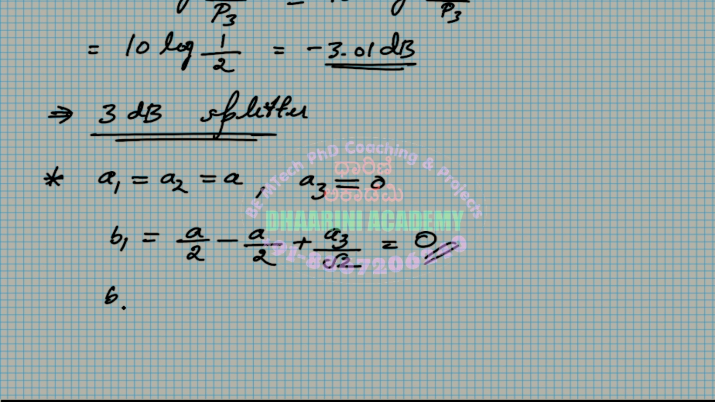Then calculate B2. B2 is equal to minus A1 by 2, which is A by 2 in this case, plus A2 by 2, that's also A by 2, and the last term is plus A3 by root 2. This is also 0. So again, nothing comes at the output of the second port when you give equal inputs from the first and the second ports.